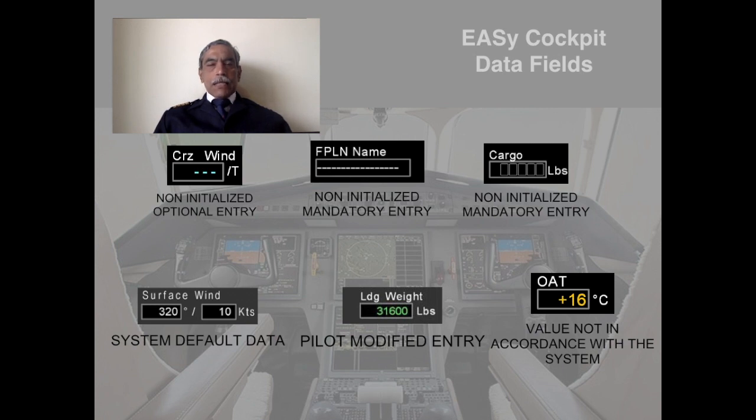First is the cruise wind, as you can see with the cyan dashes. It allows entry or modification of an alphanumeric string. Flight plan name allows entry or modification of an alphabetic string. And cargo, as you can see, not initialized. Mandatory entry allows entry or modification of a numeric string. Next is the landing weight. The pilot can modify this particular entry. And similarly, OAT is amber data, which represents that the pilot modified the entry which does not correspond to the data calculated by the system. There is a major difference. It is advising the pilot to recheck if he has to continue with this particular entry.